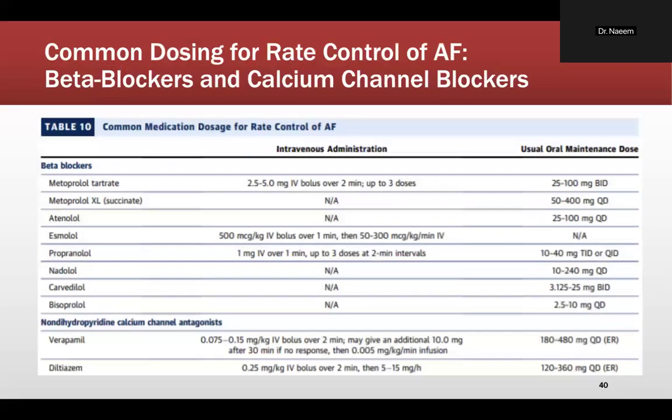Okay. As for the common dosing, this is more as an FYI. This will not be on the exam. It may potentially be on case practices and things like that, but not something that you will see on the exam. So you can see beta blocker common dosing as well as the non-dihydropyridine calcium channel blocker dosing, just more so as an FYI.